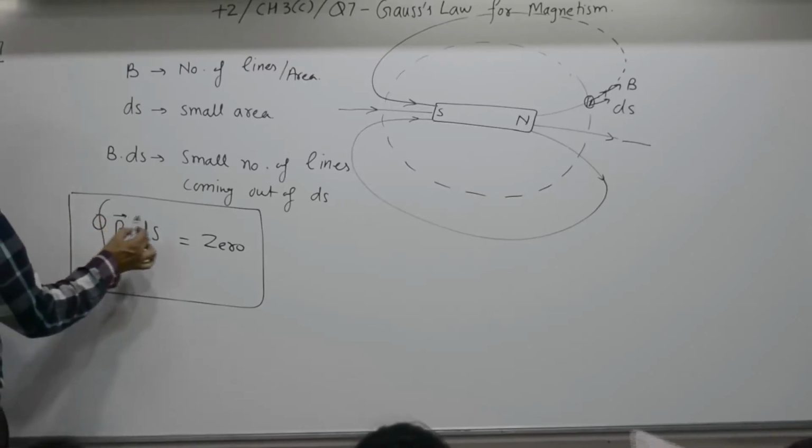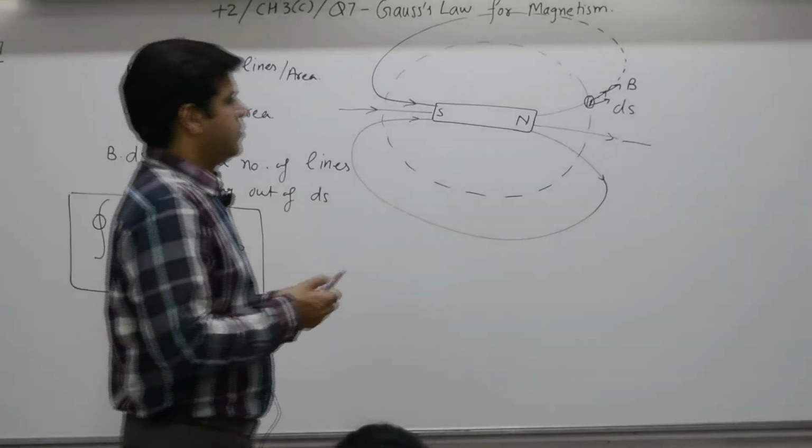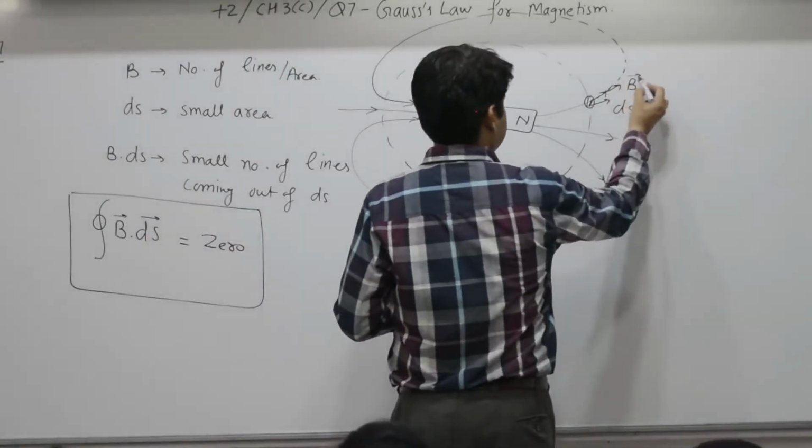So it has to be in vector form. B and ds both are vector quantities. Here also you can mark them as vectors.